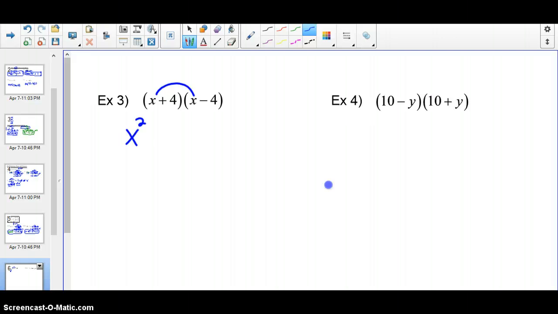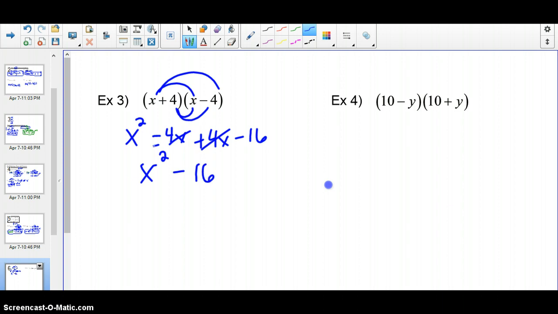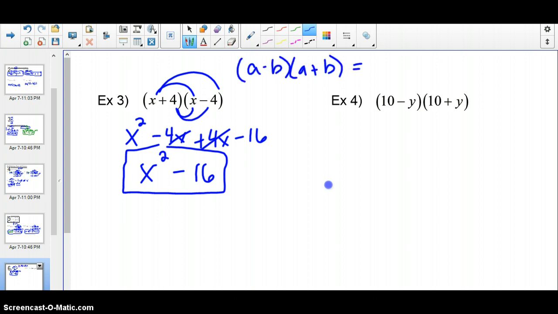So first times first is x squared, outer is x times negative 4, which is negative 4x, inner is plus 4x, and last is minus 16. Combining like terms, the middle terms cancel, and you'll have x squared minus 16. So every time you have this a minus b times a plus b scenario, you will always get the middle term to cancel.